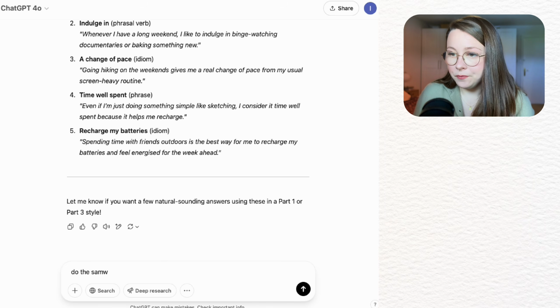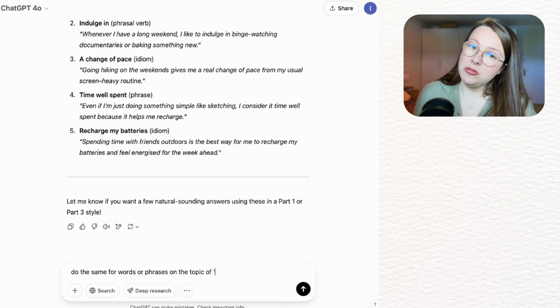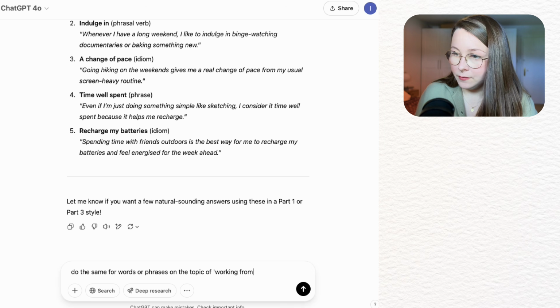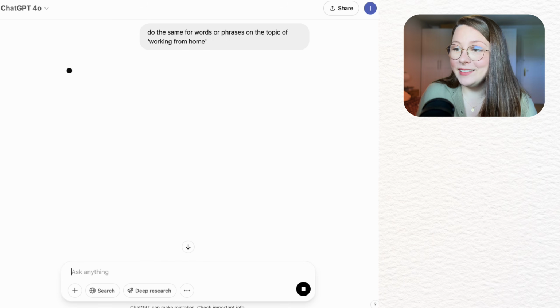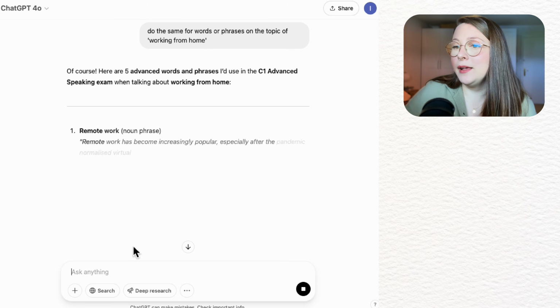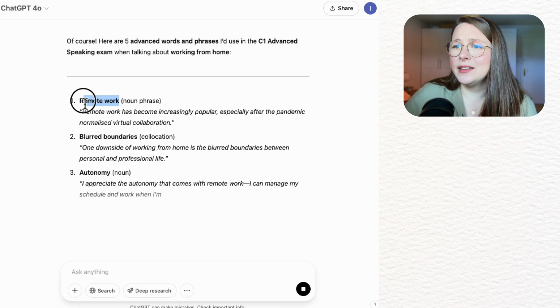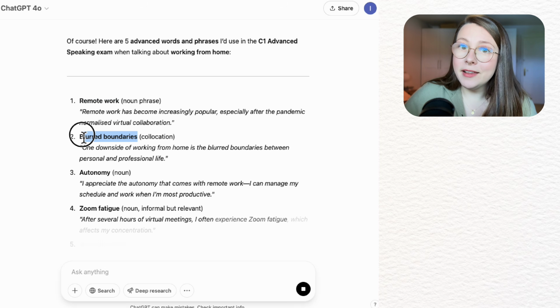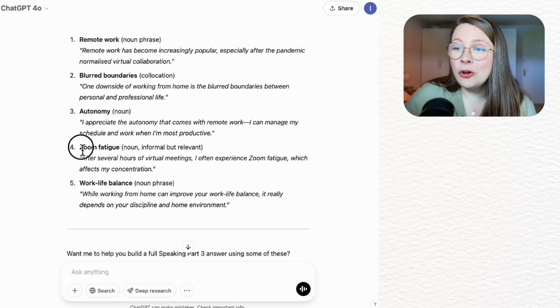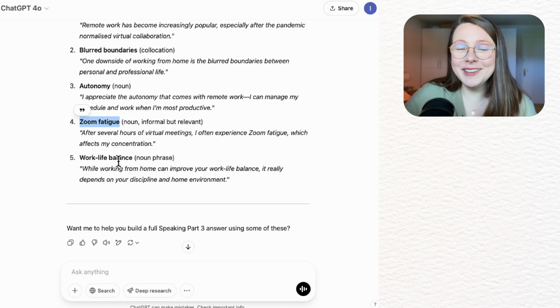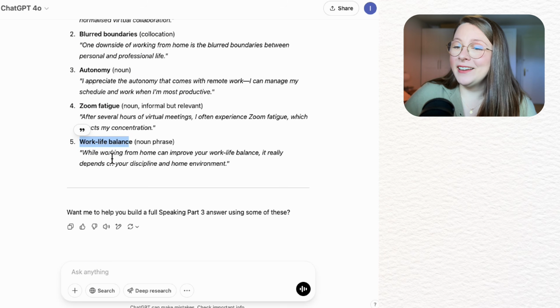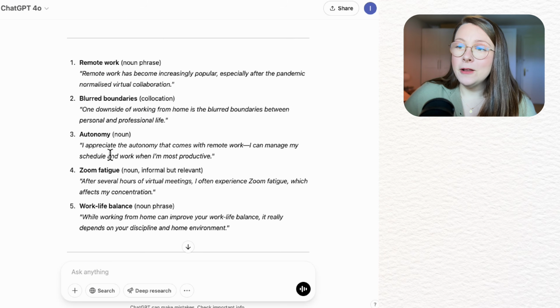Let's practice with another topic. Do the same for words or phrases on the topic of, let's say, working from home. It's a hot topic nowadays, and it could come up in your exam as well. So we've got some common but advanced phrases. For example, remote work, blurred boundaries, autonomy, Zoom fatigue, oh, that's a new one for me, and work-life balance.